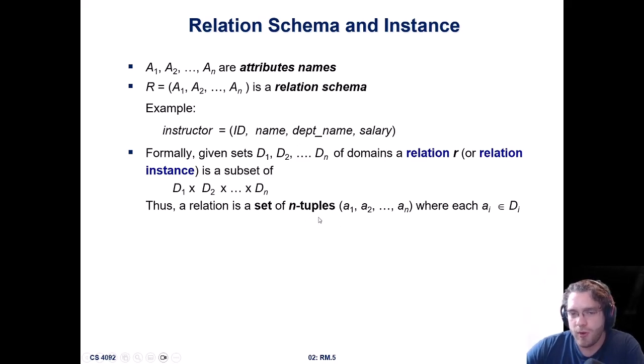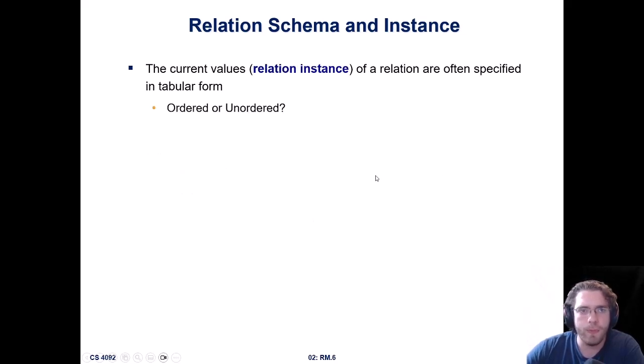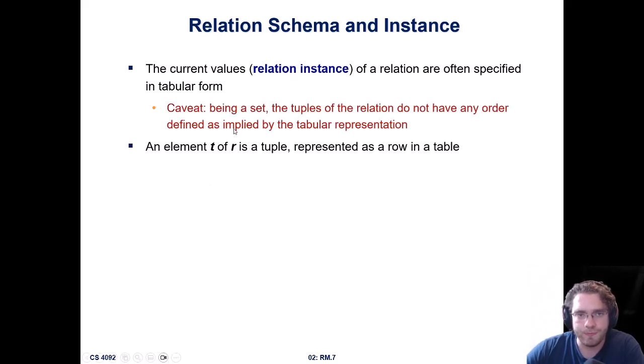Again, the word tuples comes up here where each of these rows are shown to us, but we'll take a look at that in a bit as well. Cool. And we can look at it here where the current values of our relation instance of a relation are often specified in a tabular form. So we might think of this idea as if they're ordered or unordered.